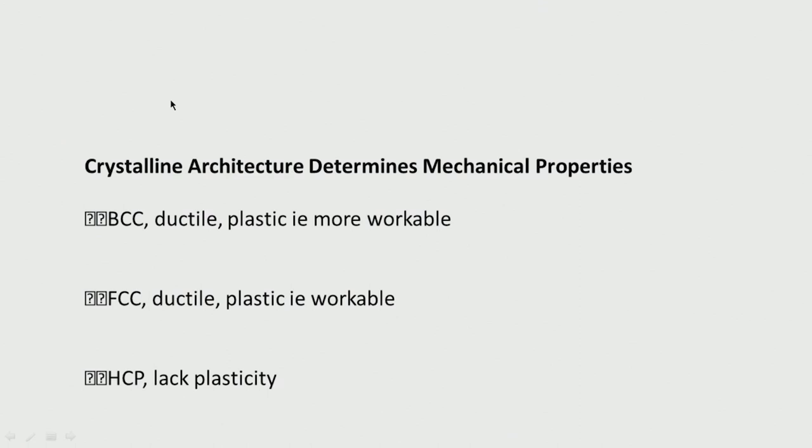The other point is whether the crystal unit cell is a BCC or FCC or HCP or primitive, that also determines its mechanical properties. For example, BCCs are ductile, plastic, so it is more workable. FCC is ductile, plastic, but only a little bit workable, but if you take a hexagonal, it lacks plasticity. So, it is not possible for you to work on that. Ideally a BCC is very, very ductile and plastic, so we can nicely work on it and get different shapes, whereas FCC is slightly more difficult and HCP is practically impossible to work on.